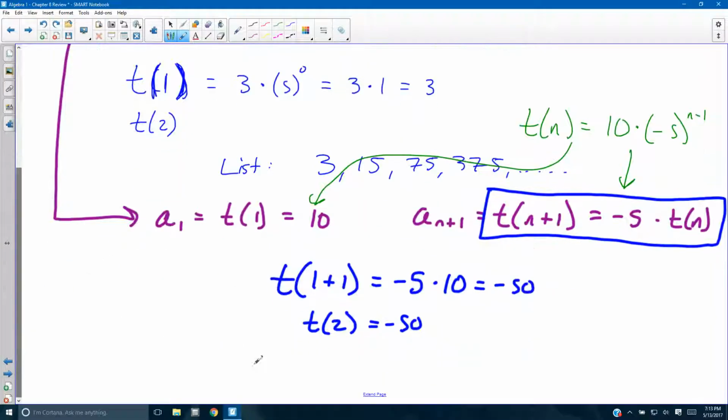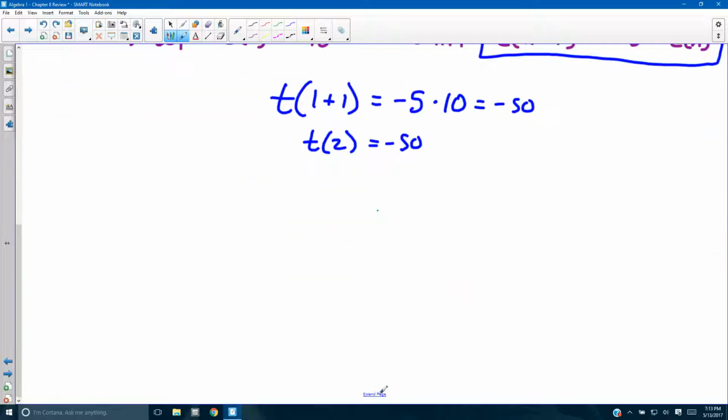So let's write out that list. We started off with 10. 10 is the first term in the sequence. What's the next term? Multiply it by negative 5. Negative 50. What's the third term? Multiply that by negative 5. Positive 250. What's the fourth term? Multiply that by negative 5. That's negative 1250. Probably got to use a calculator for that one.